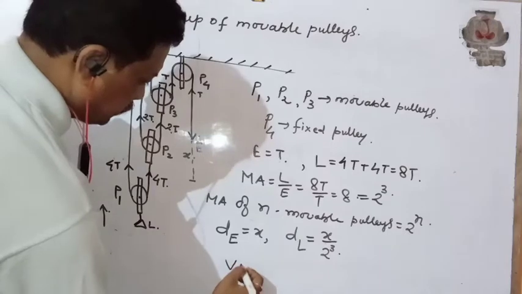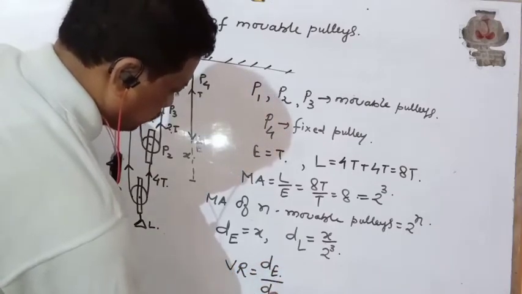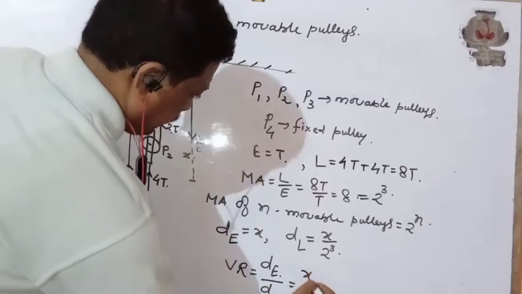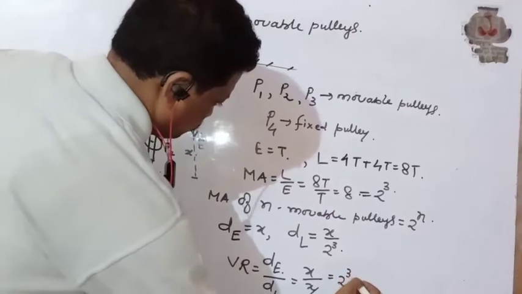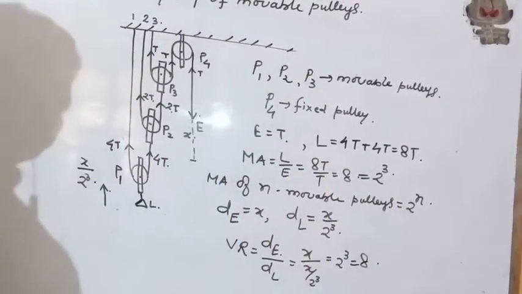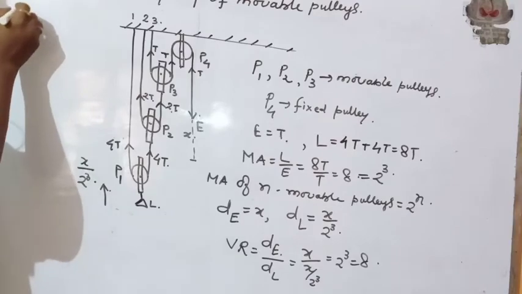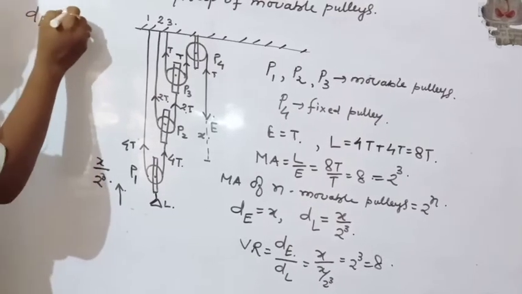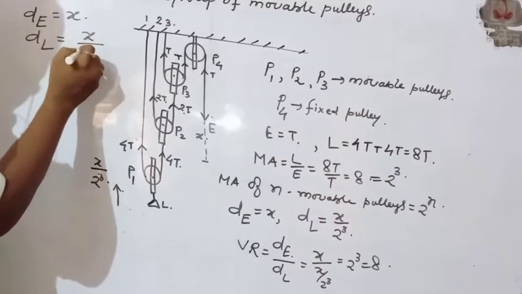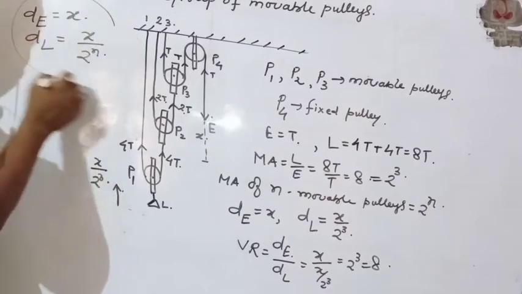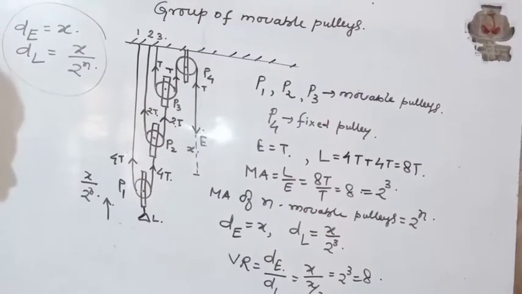So what is the velocity ratio of this pulley system? Distance traveled by effort by distance traveled by load, x divided by x by 2 to the power 3, that is 2 to the power 3, which is equal to 8. Similarly, for an n movable pulley system, if the distance traveled by effort is x, then the distance traveled by load is x divided by 2 to the power n. Remember, this is the general term, where n is the number of movable pulleys.